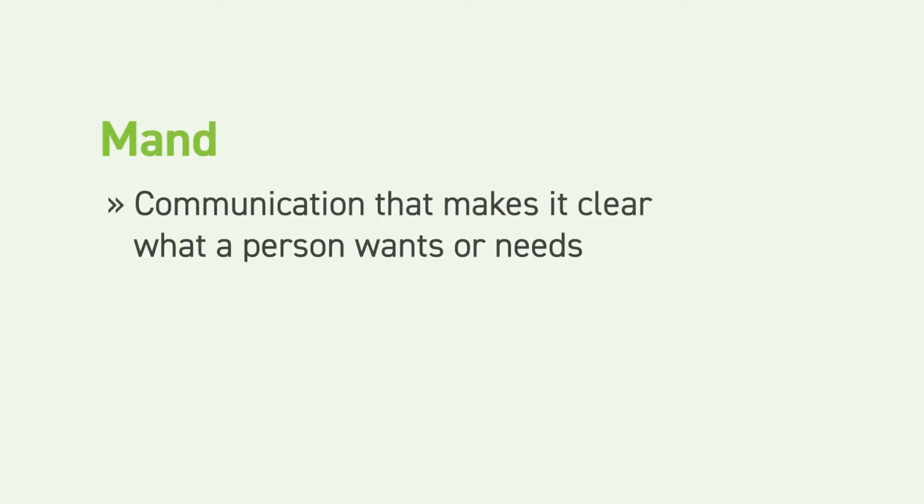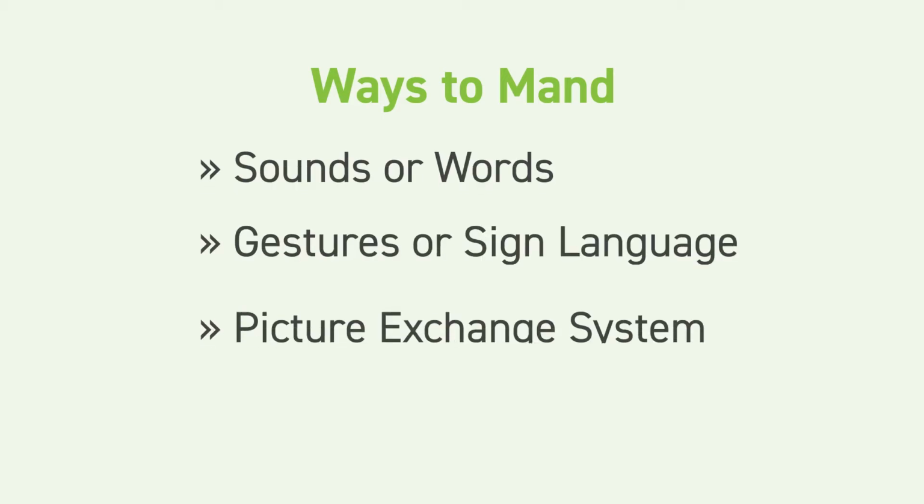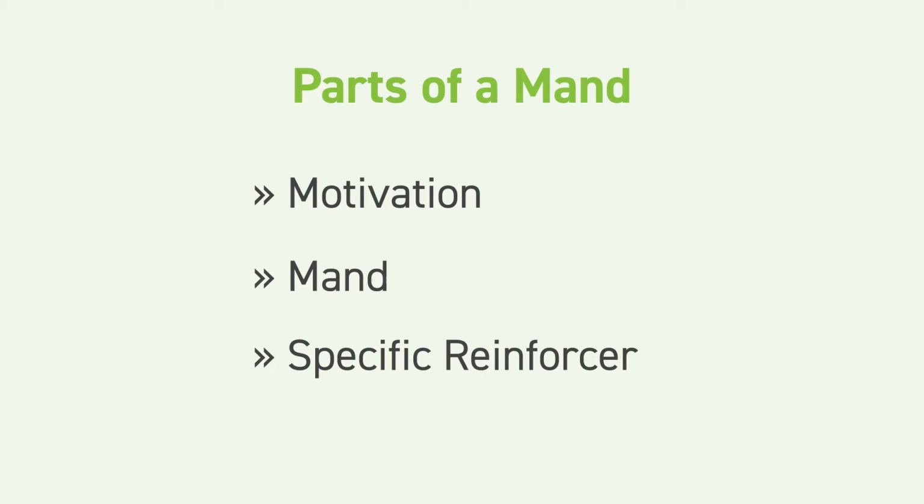In the first video, we discussed what a mand is, different ways to mand, and the different parts of a mand. Let's just quickly review. A mand is a type of communication that makes it clear what a person wants or needs. Different ways people mand include sounds or words, gestures or sign language, a picture exchange system, or an electronic device. The three parts to a mand that are important to keep in mind are the motivation, the mand itself, and the specific reinforcer. Today we're going to talk about preparing for teaching your child to mand.